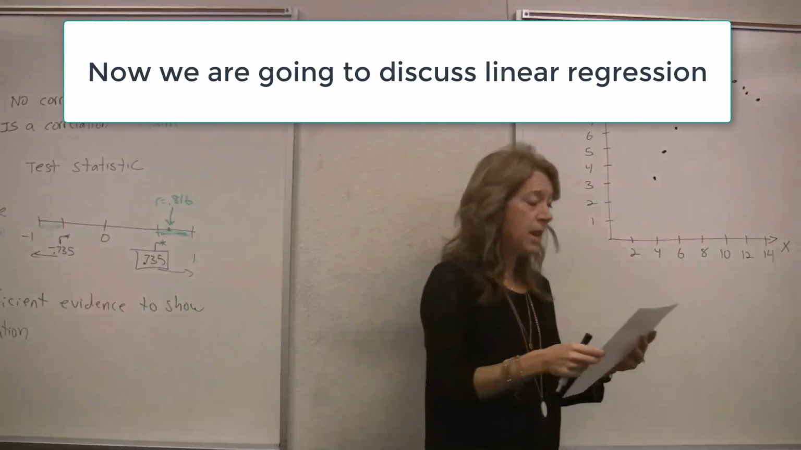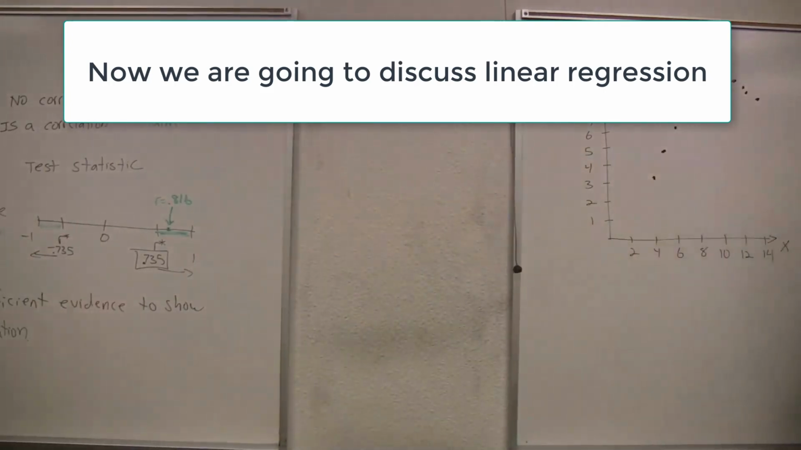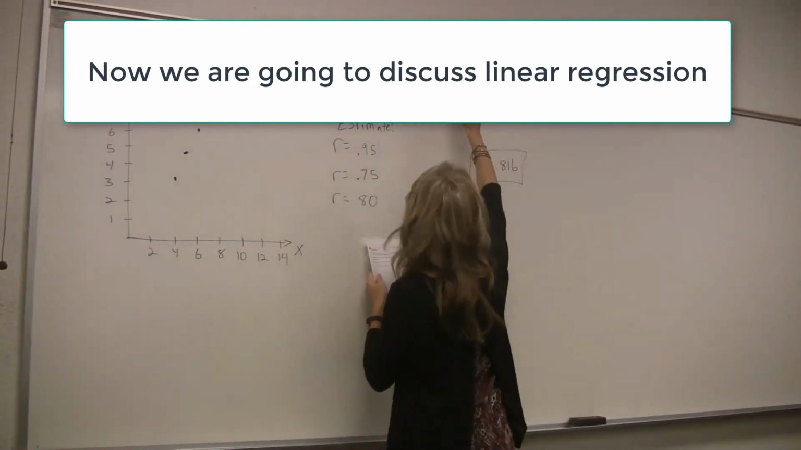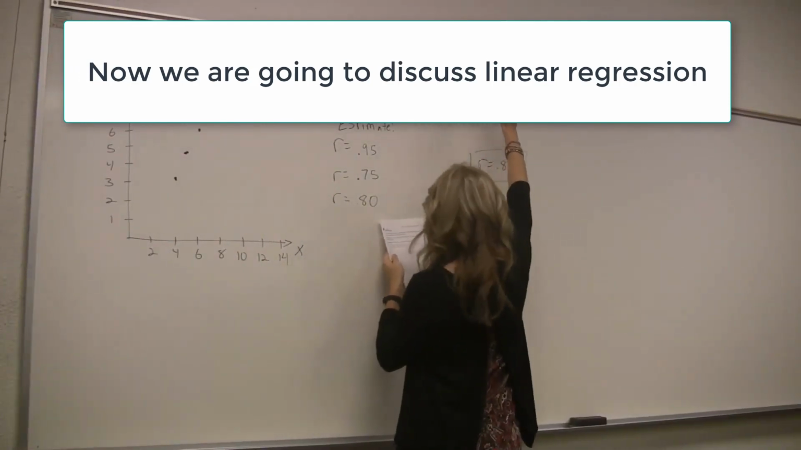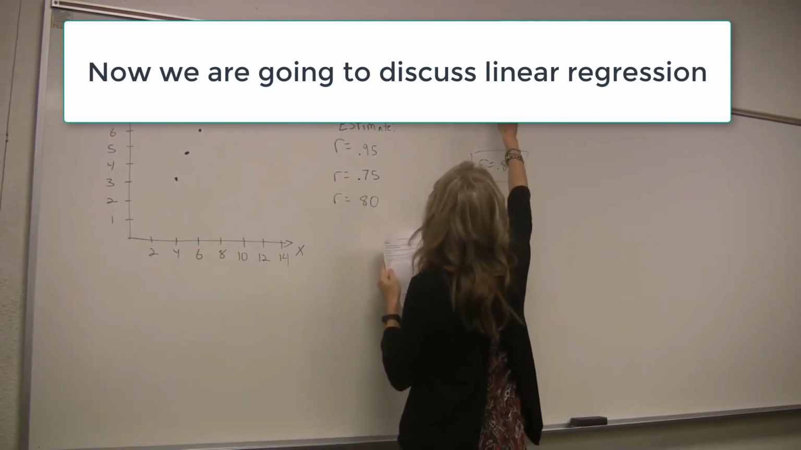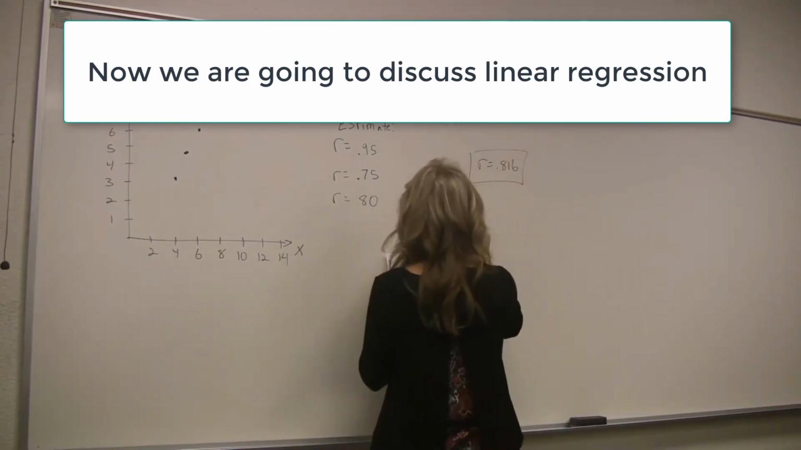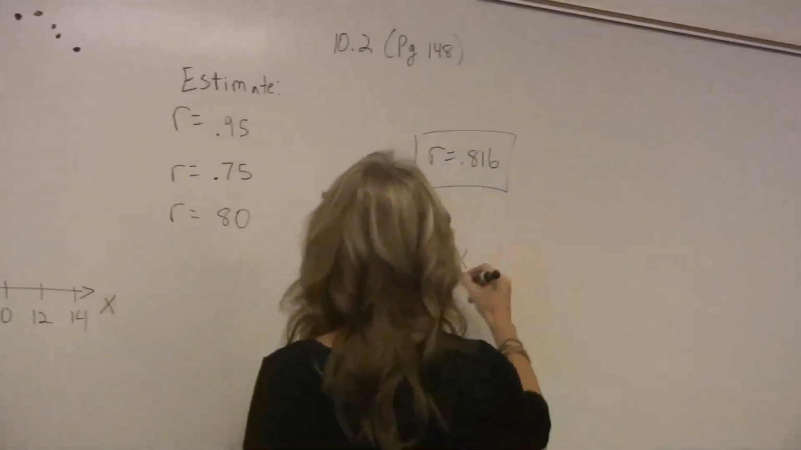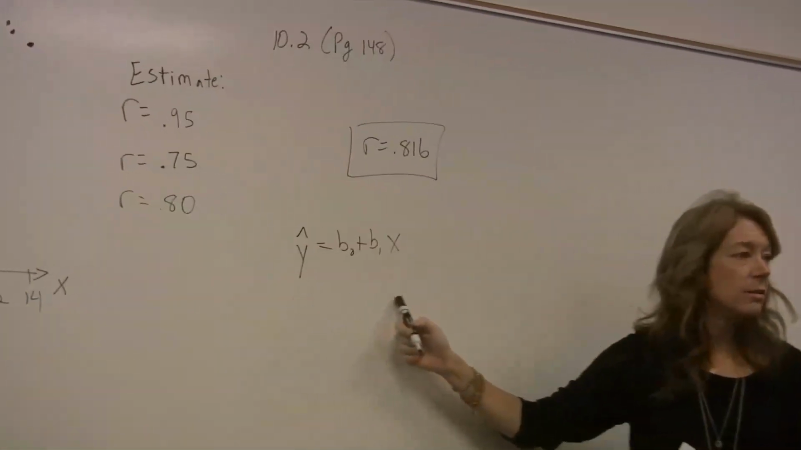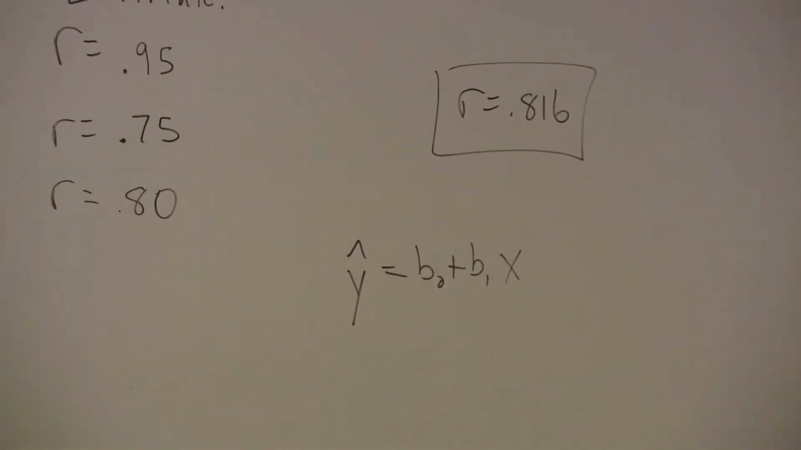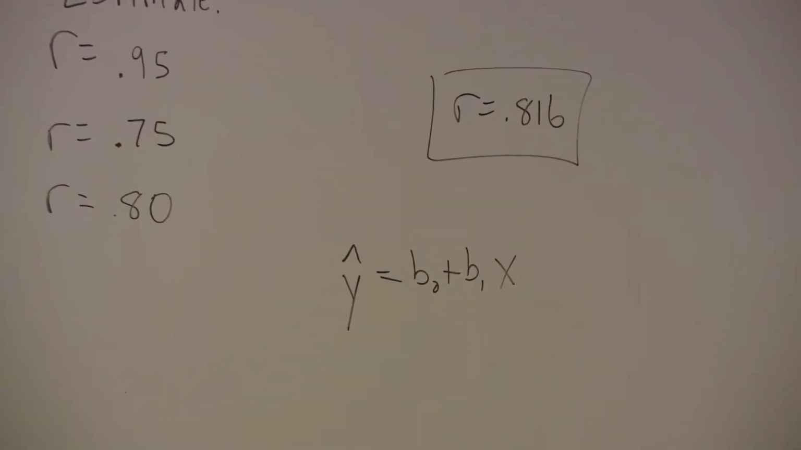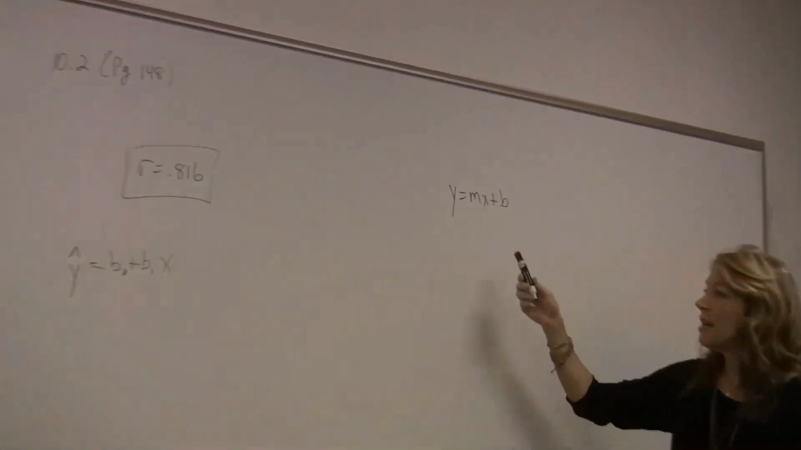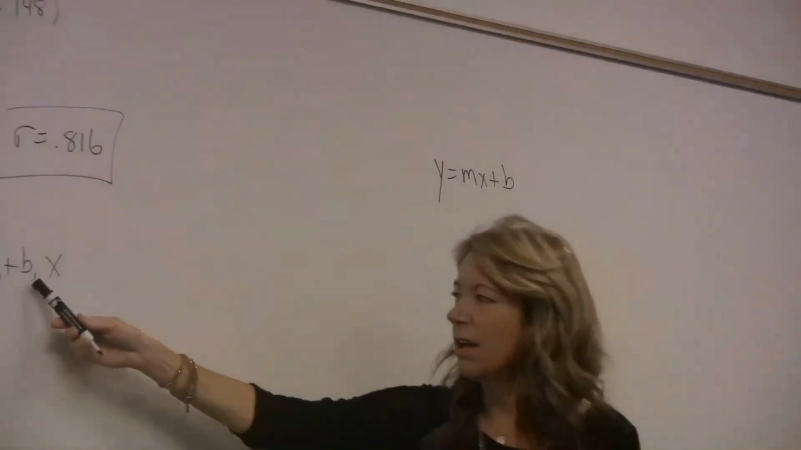So at the top of the page now, I'm going to put a note right here that now we're doing 10.2, page 148. It has this y hat equals b0 plus b1x. Some of you remember from your algebra life, y equals mx plus b. You had to graph an equation of a line back in algebra. That's what this is representing. This is like your mx plus b.